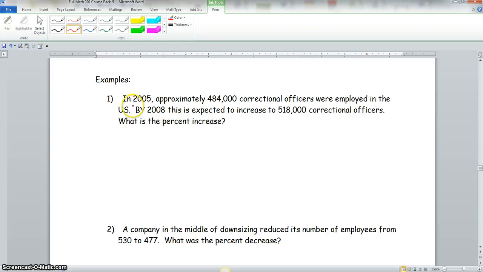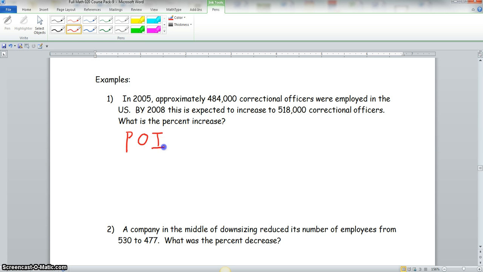Picking up where we left off, we had in 2005 approximately 484,000 correctional officers employed in the U.S. By 2008, this is expected to increase to 518,000 correctional officers. What is the percent of increase? So this is what we do.